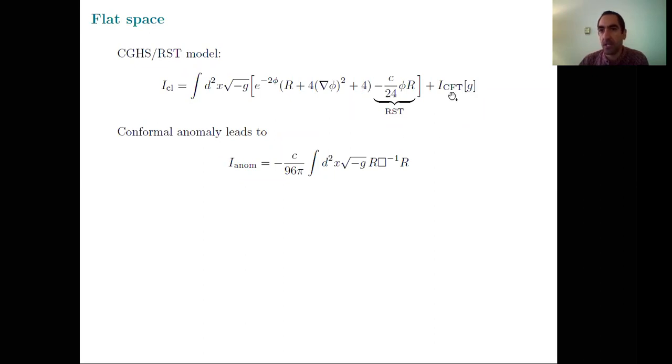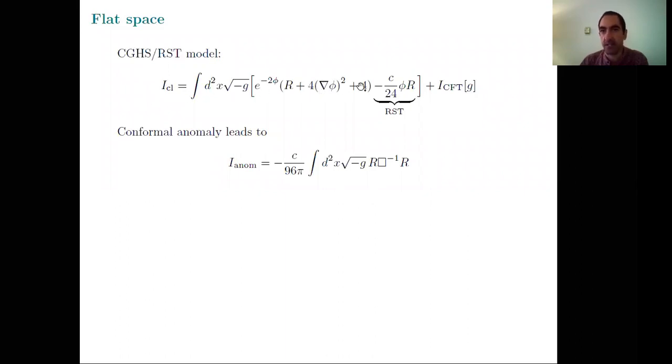And then you have some CFT action. In the original literature, this was often considered to be n free bosons. But here I'll just assume it's some large C CFT. I won't really specify until various points. And the RST model just adds this term. I'll say in a second why RST added this term.